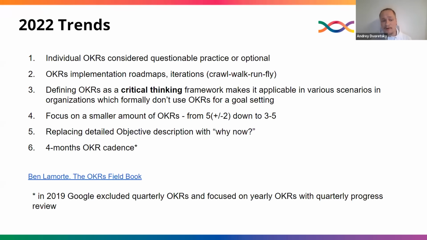individual level of OKRs is considered a questionable practice or optional. So more and more organizations tend to stop cascading or aligning OKRs on team levels. We have organization level, branch level, or team of teams level, or tribe level, or whatever level. And we have the particular OKR teams level, and we stop cascading. We don't set the OKRs for peers, for particular workers.